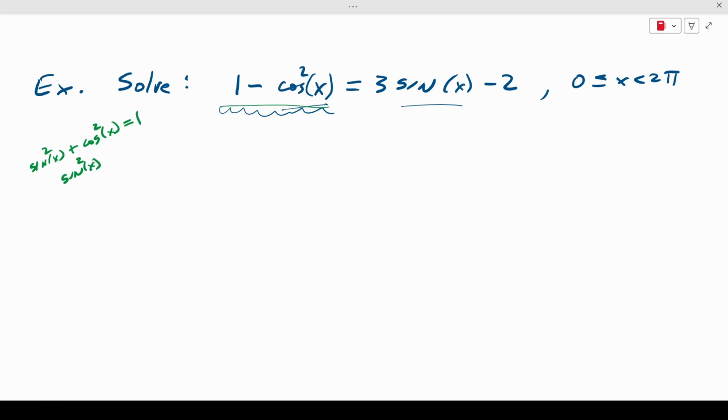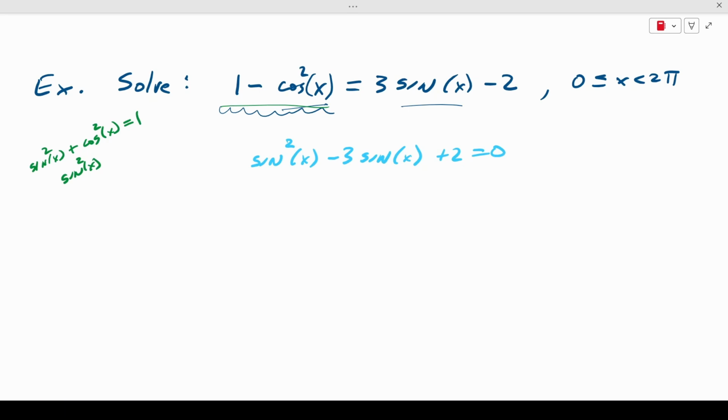And I'm immediately seeing, yeah, this is going to work out because sine x squared and sine x and some constant looks like some sort of quadratic, right? So I'm going to subtract 3 sine x on both sides. I'm going to add 2 on both sides, and I get this equation here.